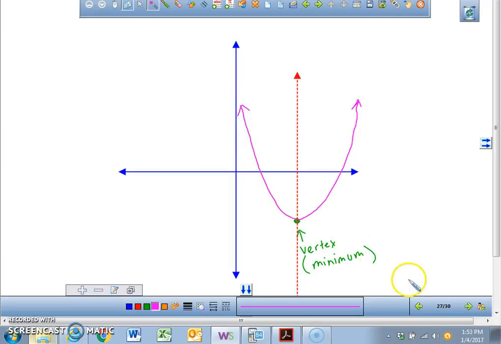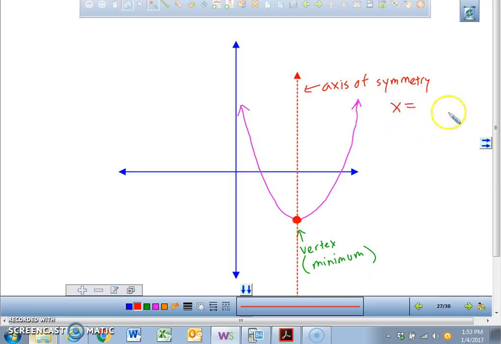Alright, so there you go. There's our parabola. Okay? And once again, you guys have already labeled this. That's our axis of symmetry. And the axis of symmetry will always, always, always pass through this vertex. In this particular case, it's a minimum. Okay? But there's a special formula that gives you the axis of symmetry every single time. Does anybody know that formula from a long time ago? The formula is this. Negative b over 2 times a.